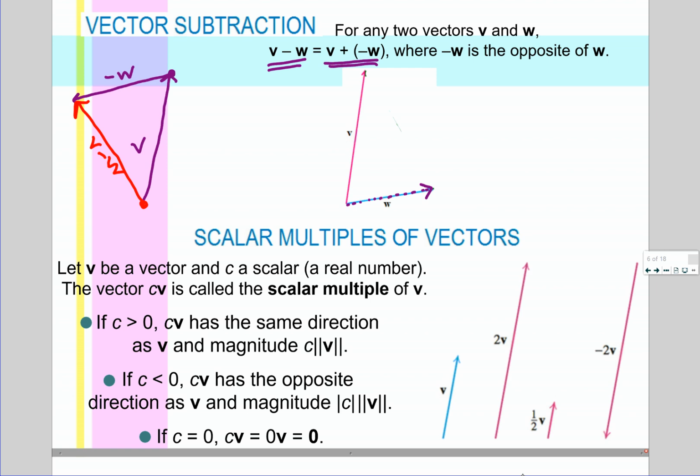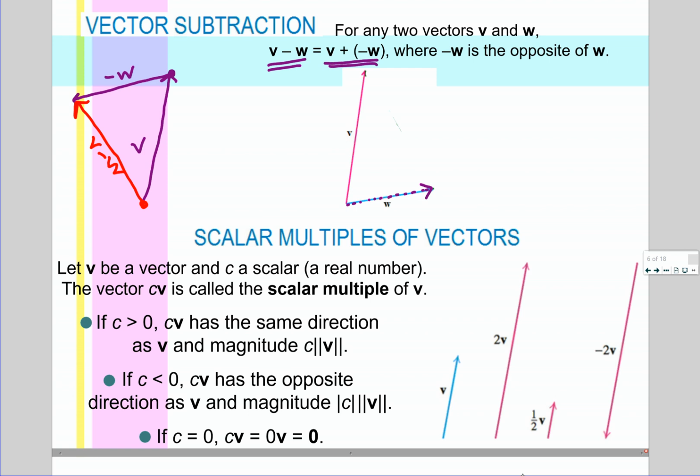So if I have vector v, 2 times vector v, you can see same direction. It's just doubled. Half of vector v, you can see same direction. It's just halved. And then negative 2v, we doubled it, but it's going the opposite way. You see that negative in front of it.